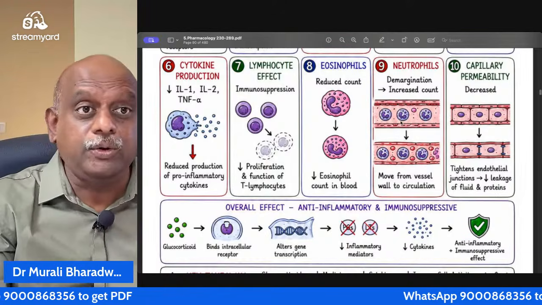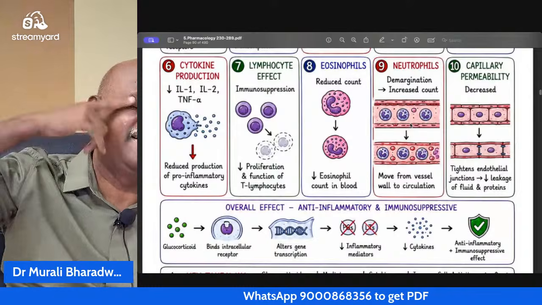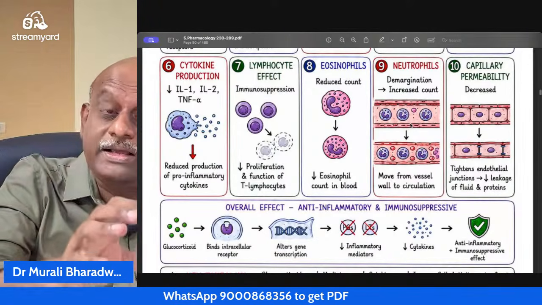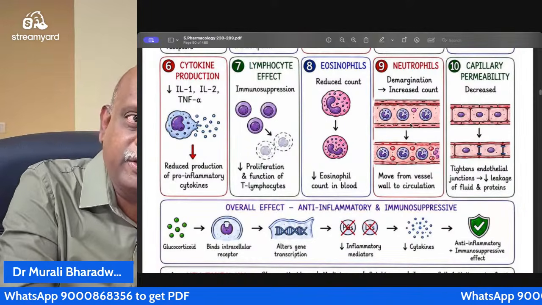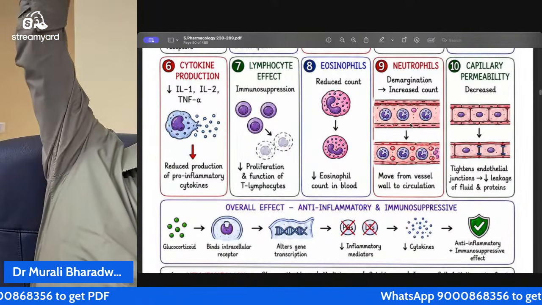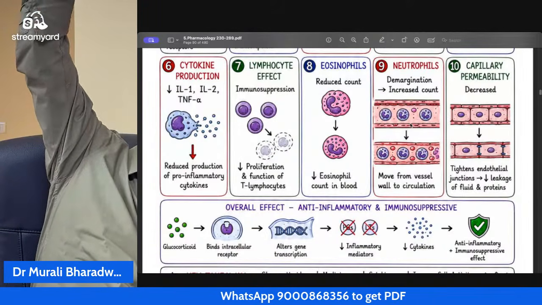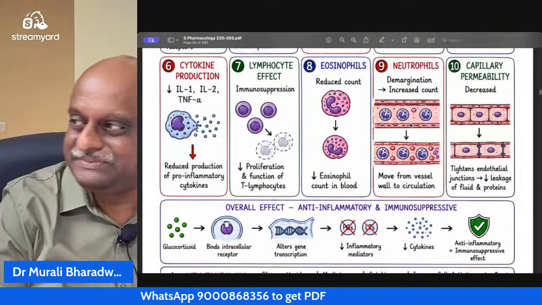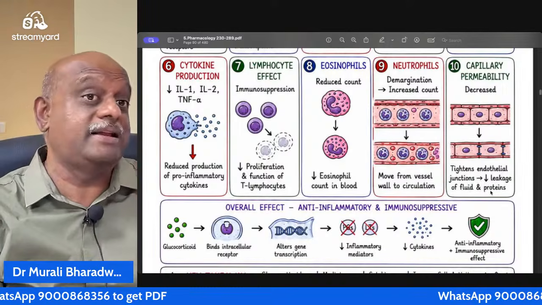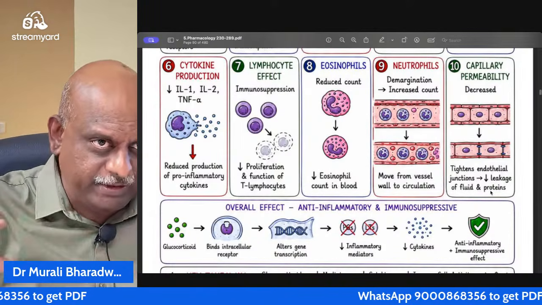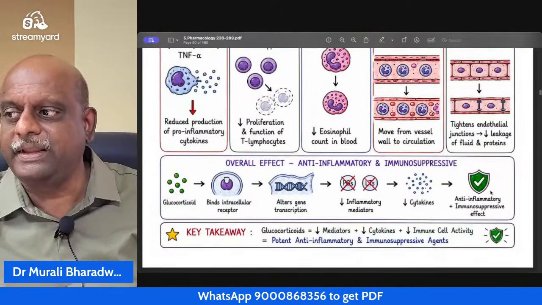But it leads to demargination of the neutrophils. So there is a reason it leads to neutrophilia. There's a reason if you want to assess CBP, do it only before giving steroid. The moment you give steroid, CBP will show 18,000, 20,000, 25,000 WBC count. That does not mean infection. It is the effect of the steroid that you give. And it will tighten the endothelial junctions and decrease the leakage of the fluid. In inflammation, endothelial leakage occurs, no? That it stops. That is the point.